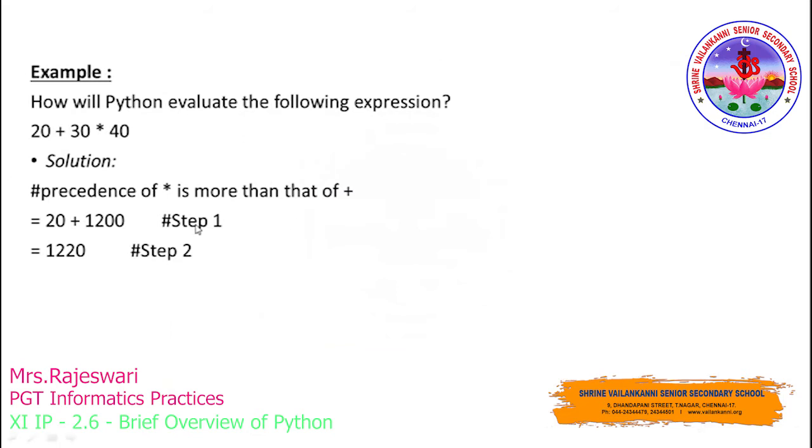Let's look at an example regarding this. So 20 plus 30 into 40. What will happen first? First the multiplication will be done, 1200, and then the addition will be performed, because multiplication has higher priority when compared to addition. So this is how we will work on this.